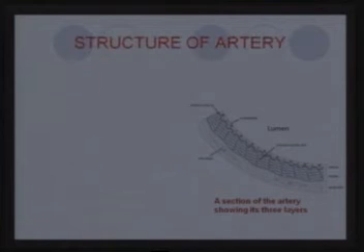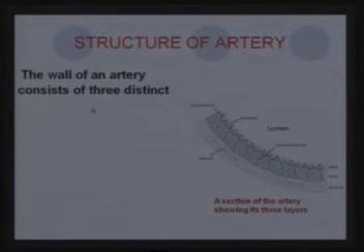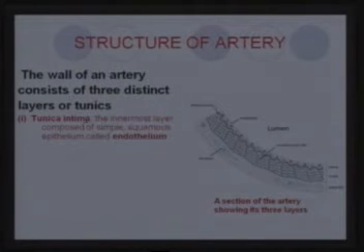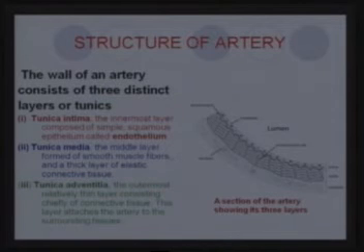Now you can see the internal structure of the artery. This is the cut wall of an artery. It has 3 distinct layers, which are also called tunics. The tunica intima is composed of simple squamous epithelium called endothelium, and this is where most of the plaques will be found. Then this is the tunica media, which is the layer of muscle fibers, and it is thick. And then the tunica adventitia is fibrous, and this is protective for the vessel.